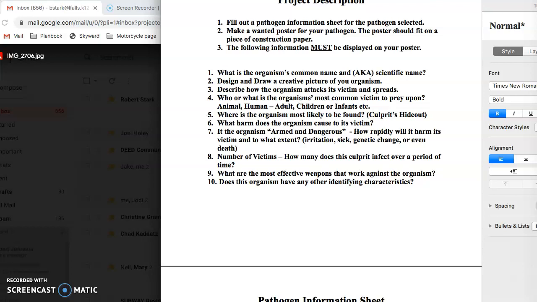Do you just have a skin irritation? Would you get sick? Would it cause a genetic change? Could it even cause death? That's what we're looking for here.